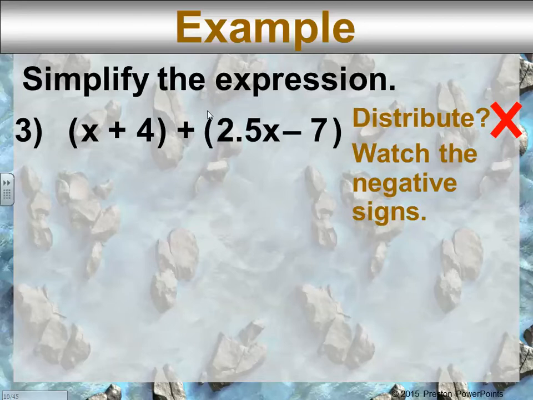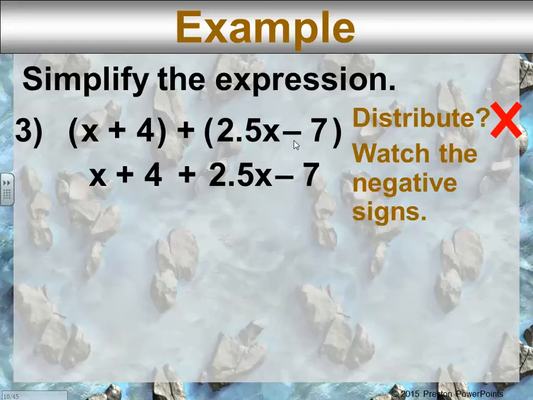Positive 1 times a positive 2.5 would still be a positive 2.5 because positive times positive is positive. Positive times a negative is negative, so this still would be a minus sign. So when we're adding, we're just going to drop the parentheses.